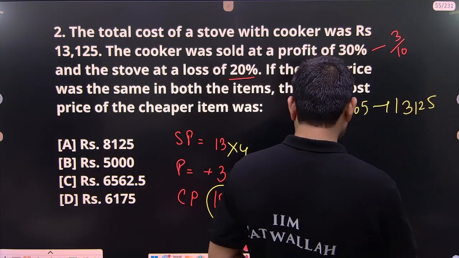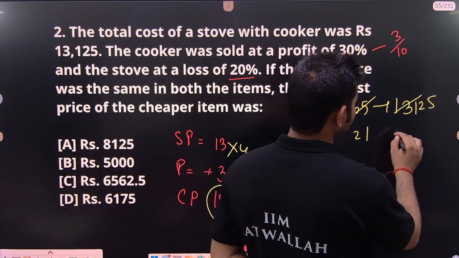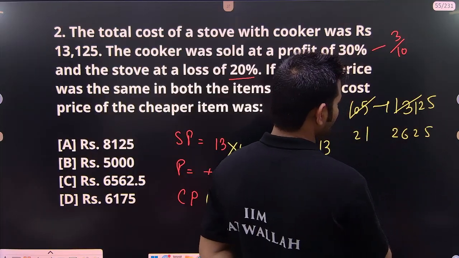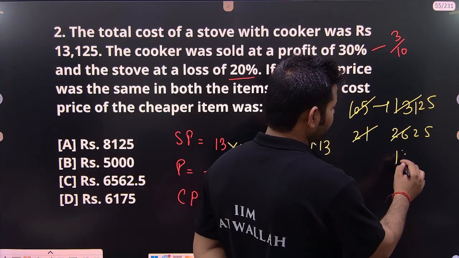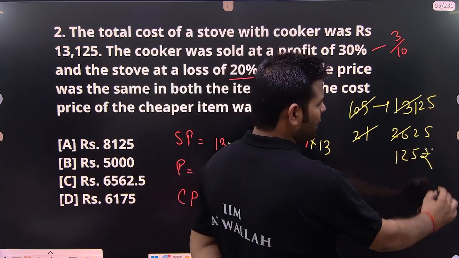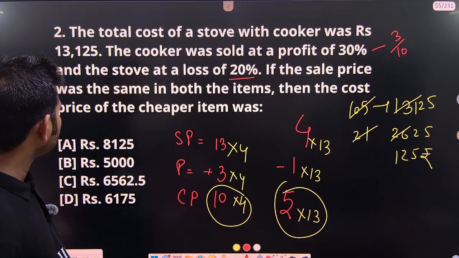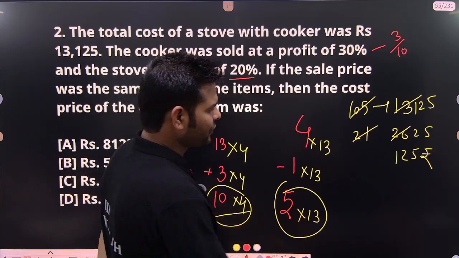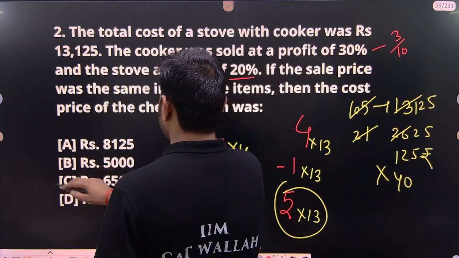is 13,125. So the value of one unit, if you divide, you will get 125. This is the value of 1 unit. And we need to find the cost price of the cheaper item. So the cheaper item is 40. If you multiply by 40, you will get 5,000.